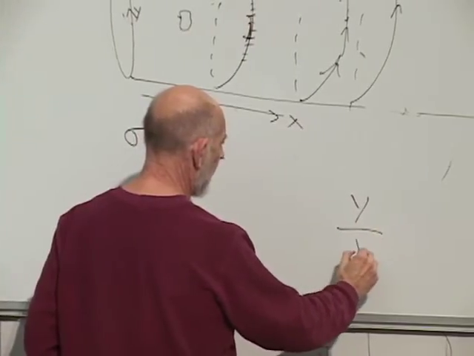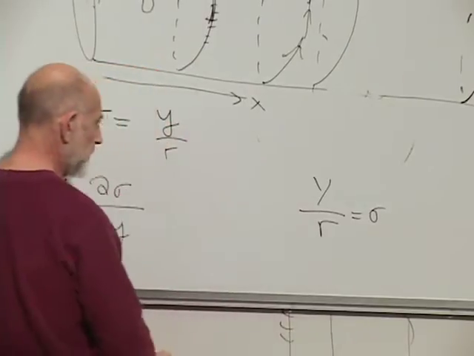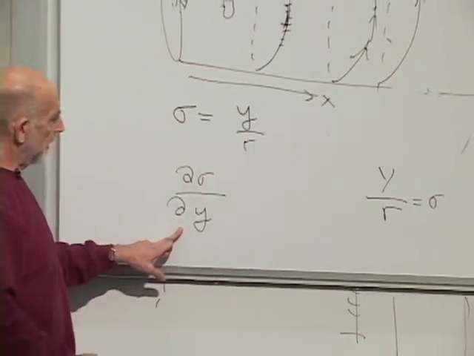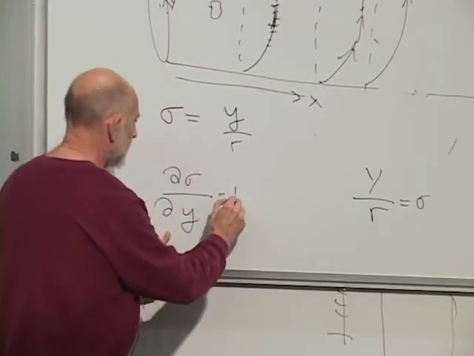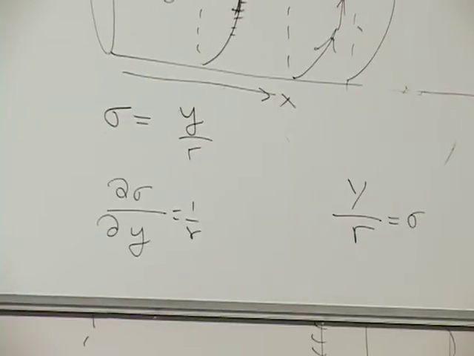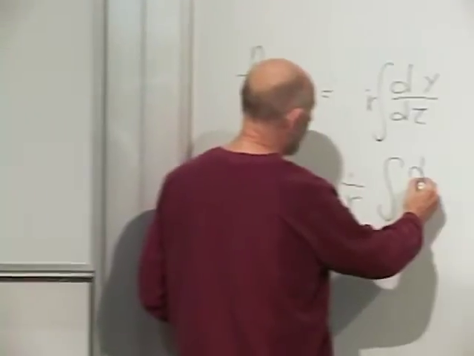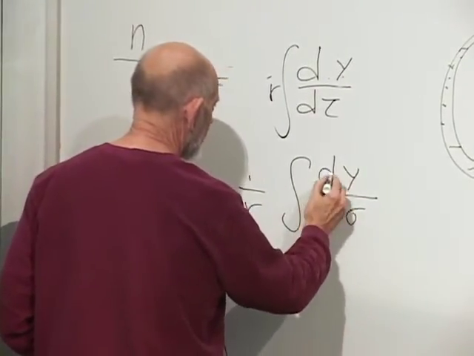Y over R is equal to sigma. So d sigma by dy is 1 over R. The total winding number is 1 over R times the integral dy by d sigma.